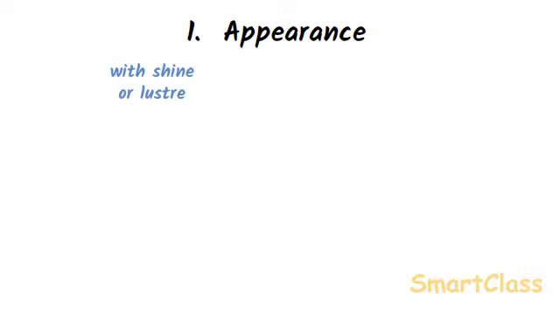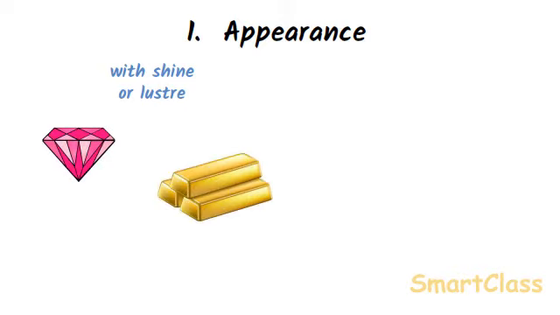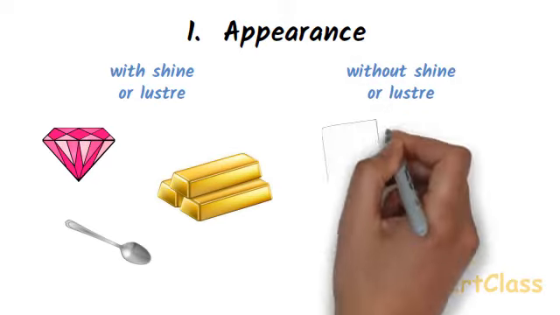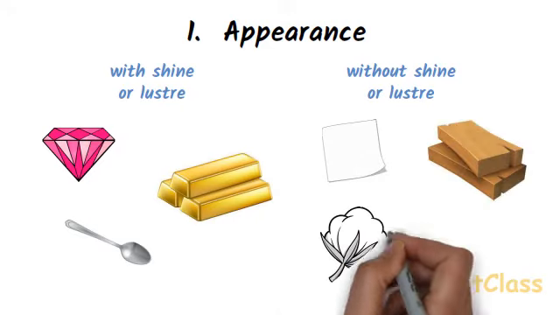Classification of materials on the basis of their appearance. Some materials have a shiny appearance, whereas other materials do not have a shiny appearance. So, on the basis of their appearance, all the materials can be classified into two groups. Materials having shine or luster, for example, diamond, gold, stainless steel, etc. and materials having no luster or dull appearance, for example, paper, wood, cotton, rubber, etc.